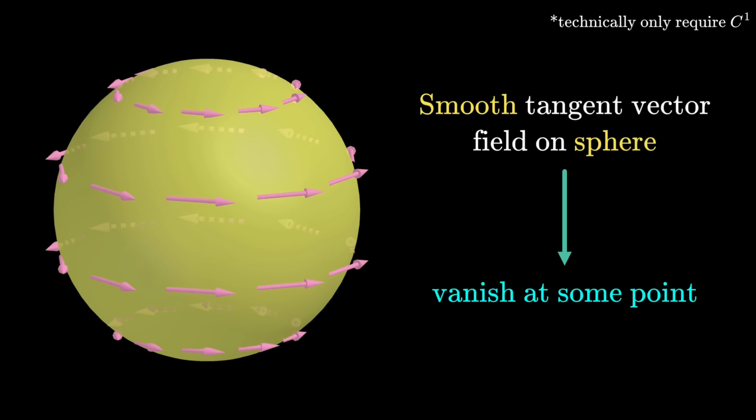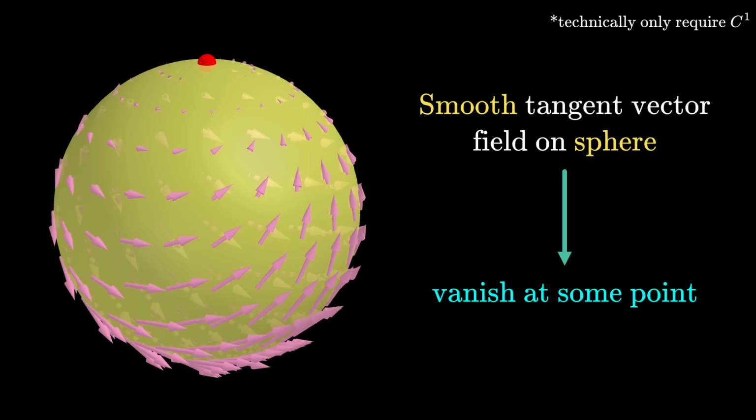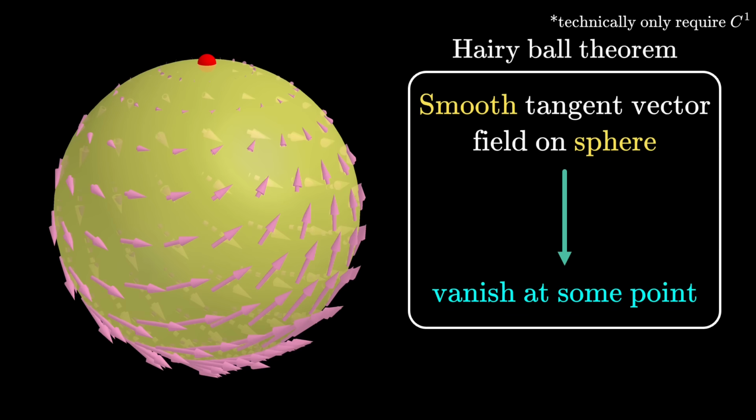In this illustration, there are 2 points, the north and south poles, where the vector field vanishes. You can still put tangent vectors on those 2 points, but the resulting vector field is no longer continuous. It doesn't have to vanish at 2 points though. In this picture, there is only 1 point where it vanishes, but there can't be none. That is the statement of the hairy ball theorem.